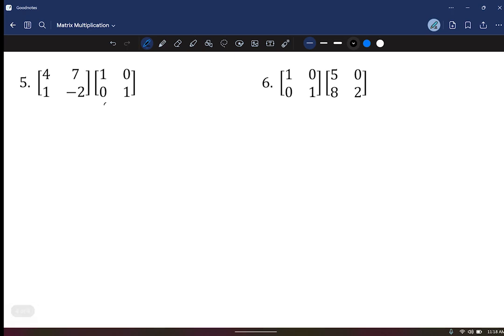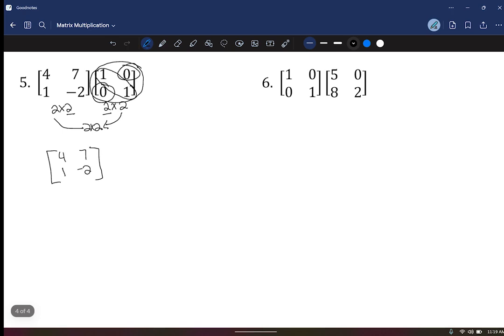So this is a 2 by 2. This is a 2 by 2. Since my columns match my rows, I'm going to end up with a 2 by 2. Notice this is a square. It has a main diagonal of 1s, and every other number is a 0. That means if I multiply by this, I am going to get the matrix that I am multiplying by. Essentially, it's like multiplying by 1.